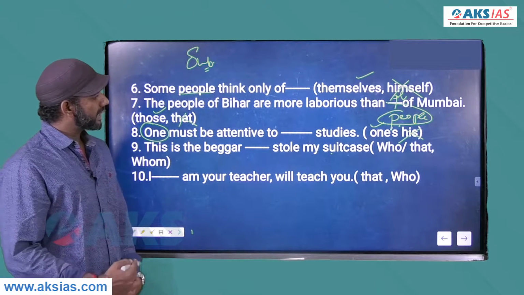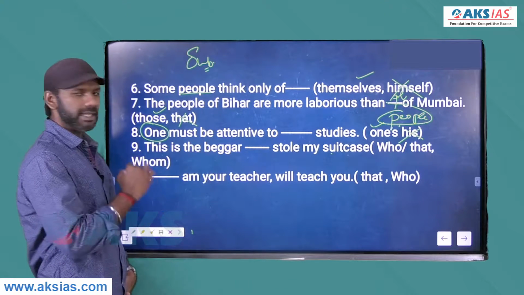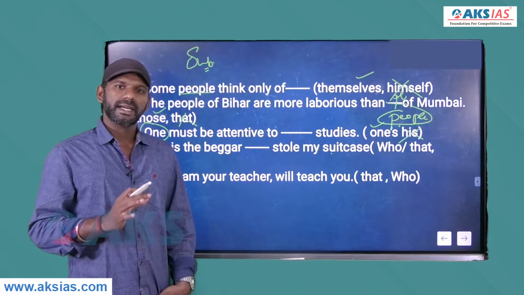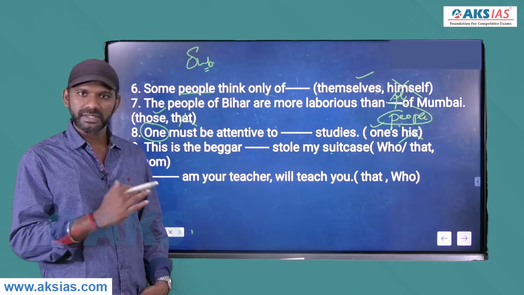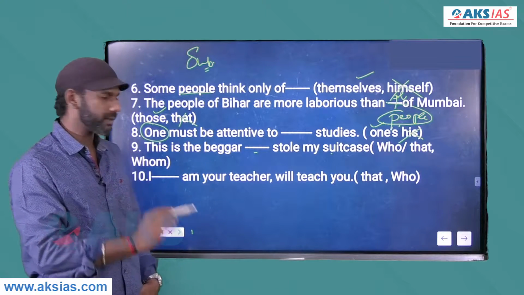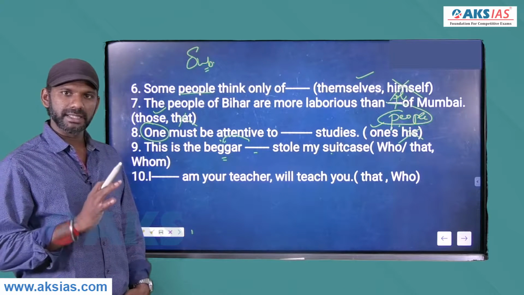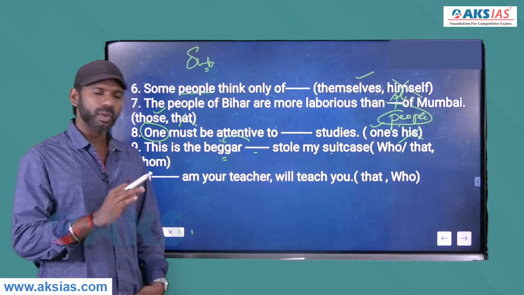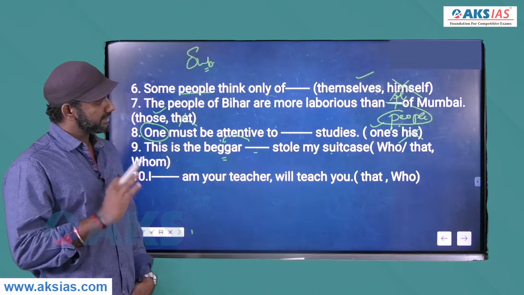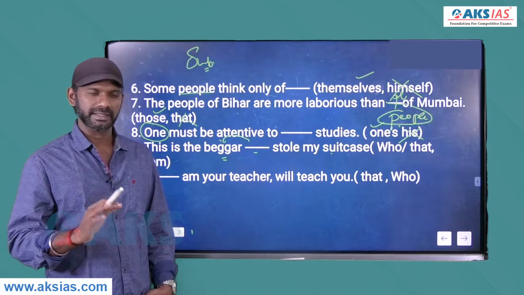This is a beggar dash stole my suitcase, right? Now, who, that and whom are relative pronouns. We discussed a rule regarding relative pronouns. Every relative pronoun refers to a noun that comes immediately before it. This blank must be filled with a relative pronoun because the options here are relative pronouns. And the noun that comes immediately before the relative pronoun is beggar. Beggar is a person. So who, whom and that can be used to refer to persons. Who and whom are anyway used to refer to persons. That can be used to refer to persons, non-living things like objects, animals, birds, everything in fact, right?